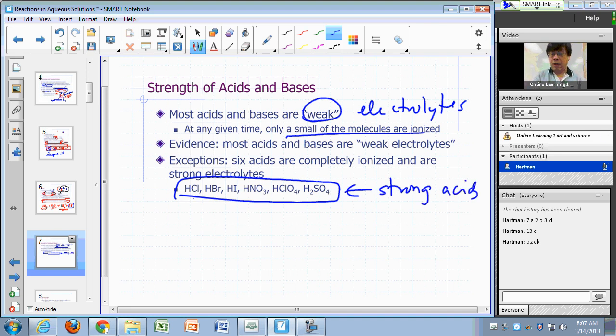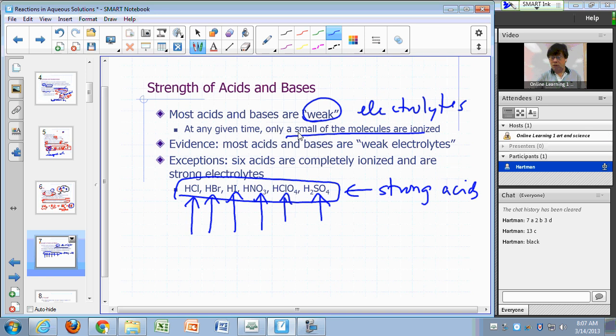So HCl, hydrochloric acid, HBr, hydrobromic acid, HI, hydroiodic acid, HNO3, that's nitric acid, HClO4, perchloric acid, and H2SO4, sulfuric acid. So those are the only known strong acids in water. All other acids are weak electrolytes. They're weak acids. At any given time, only a small fraction of those acids are ionized in water.